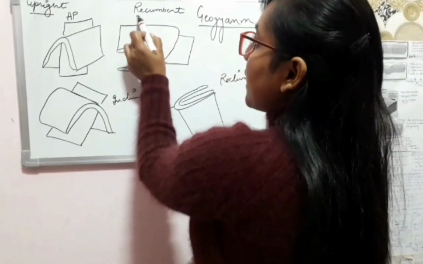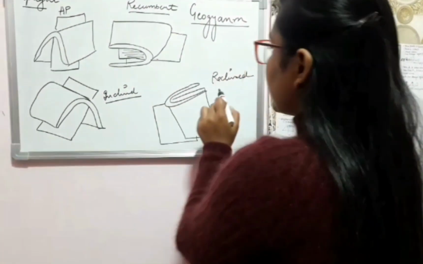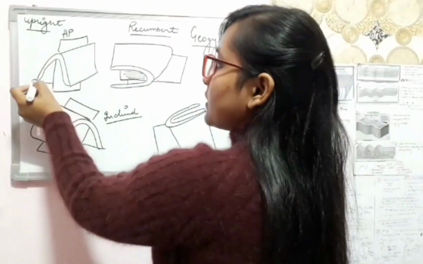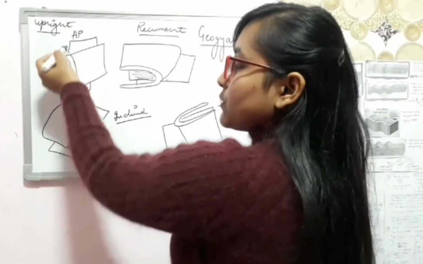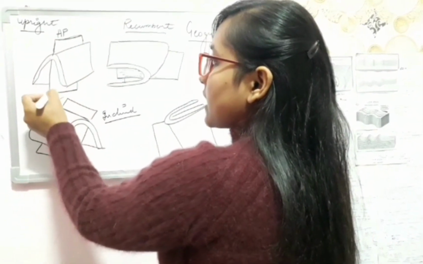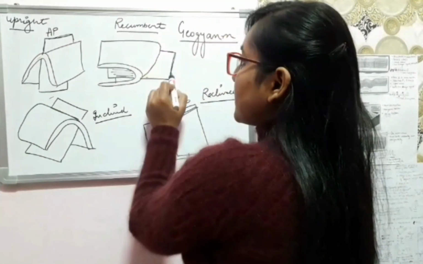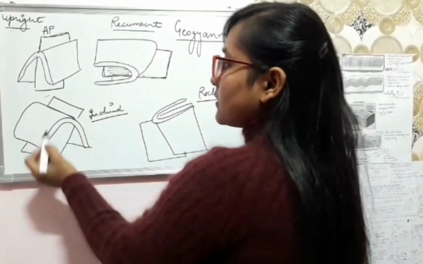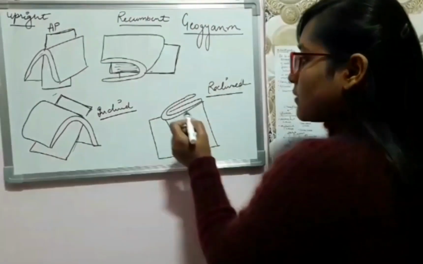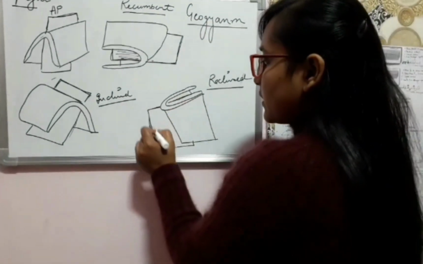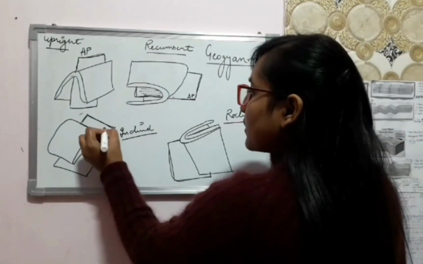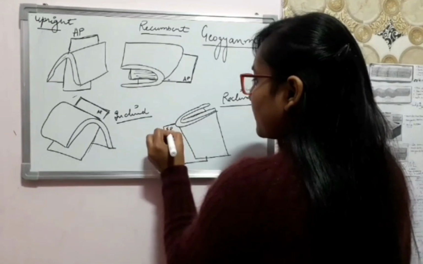Upright fold, then recumbent, then inclined fold, and after this I have drawn for the reclined fold. So you can see from this diagram, this is the fold, and the plane which passes through the hinge line is axial plane. So this is the axial plane for upright, this is the axial plane for recumbent, this is the axial plane for the inclined fold, and this is the axial plane for the reclined fold, this one. So this is the axial plane, this one is axial plane.